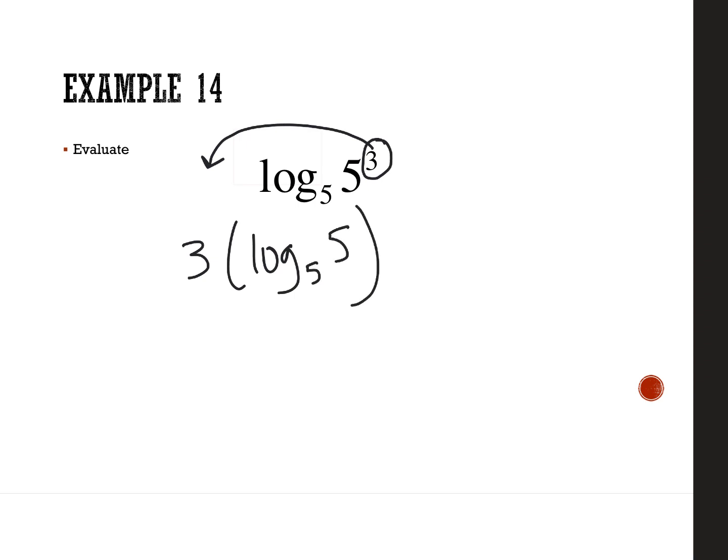Then, if you look at it really close, I have a base and I have an answer. This is saying I have a base of 5 and an answer of 5. So the question is, what is the exponent that works in there? 5 to what power equals 5? And that answer, ladies and gentlemen, is just 1. This stuff in the parentheses equals 1. So when I multiply, I get 3 times 1, which is 3.